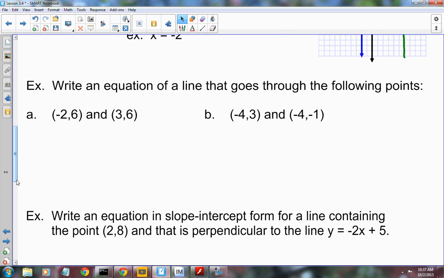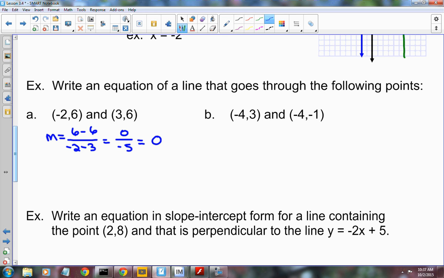Write an equation of a line that goes through the following points. Like I did in the previous ones, I need to find my slope. So I'm going to do 6 minus 6 over negative 2 minus 3, and I end up with 0 over negative 5. What does that equal? 0, and 0 divided by a number is 0. So what kind of line is this? It's a horizontal line.